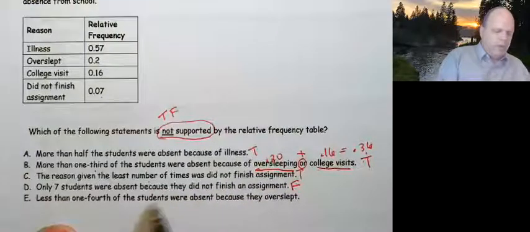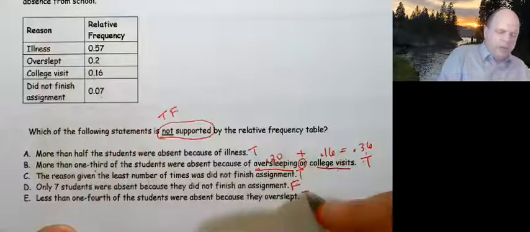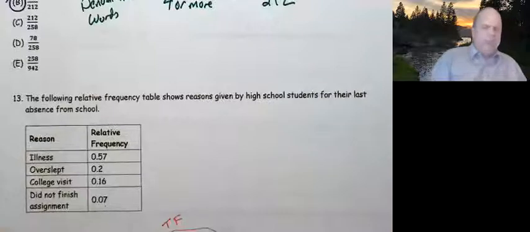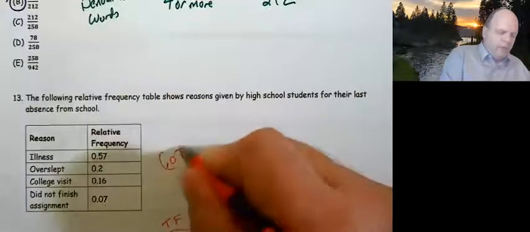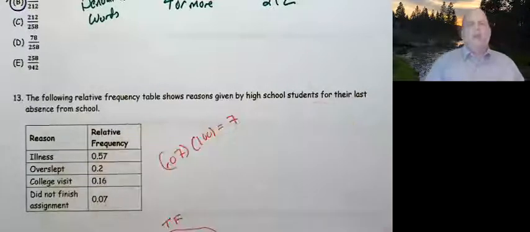Finally, less than 1/4 of the students were absent because of the overslept. And we know 20%, so that's true. So my best answer is D. And I want to go back to that real quickly. Here's how I said only 7. So if I went 0.07 times 100, that equals 7.